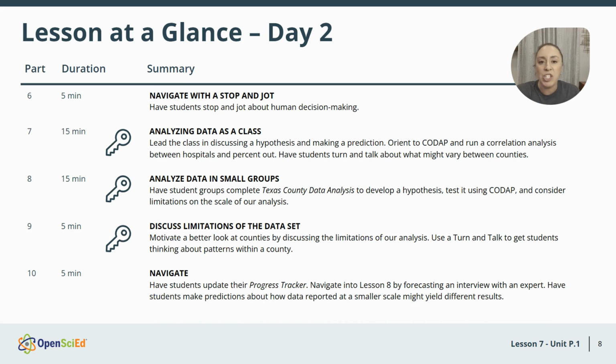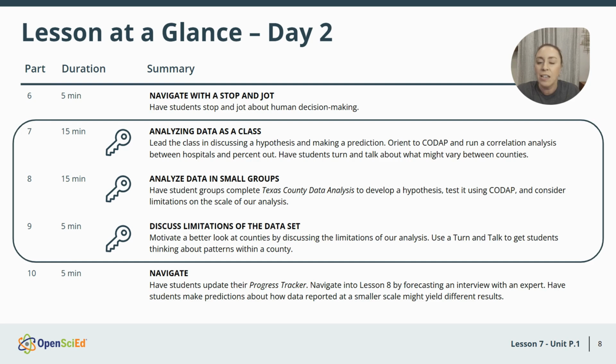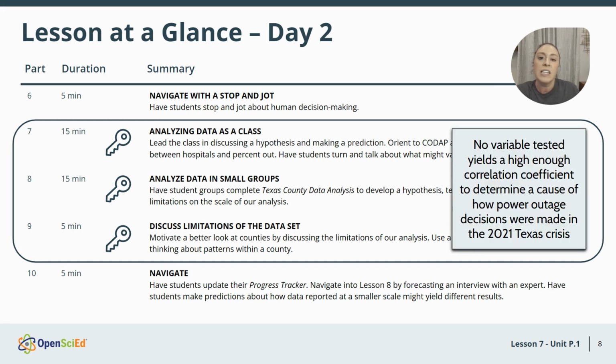And then we take that information on day 2 and we wonder, well, how did people in Texas make decisions? And we look at some data on the counties across Texas and the percent of power outages that they had. And we try to identify a variable that gives us a strong correlation coefficient to say that this is a causal relationship. And we realize that out of all of the variables in all of this data that we test, there isn't one that actually helps us determine this is the one cause of what happened in Texas.